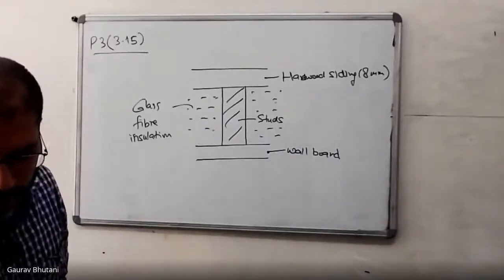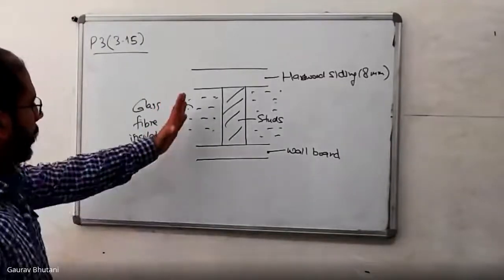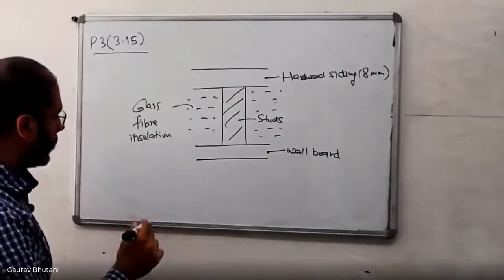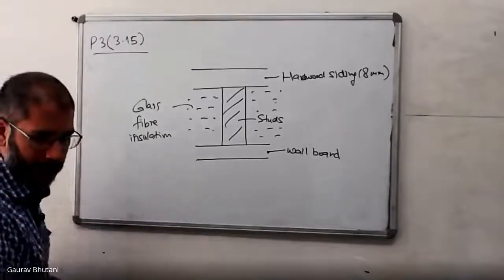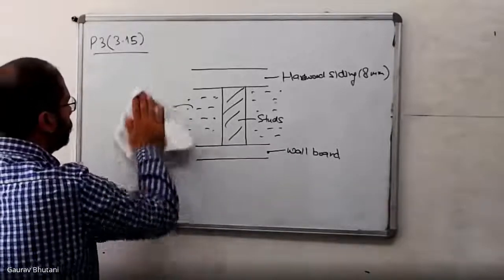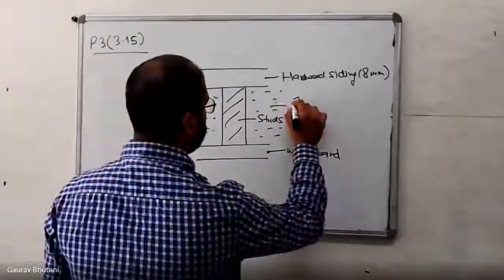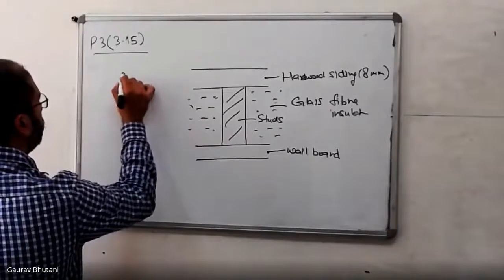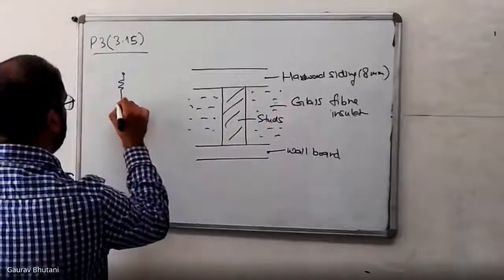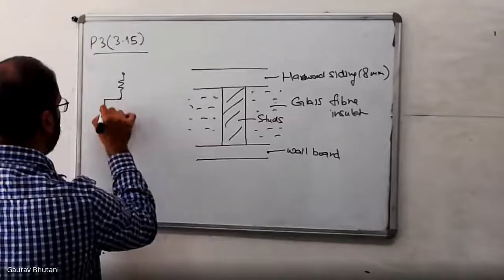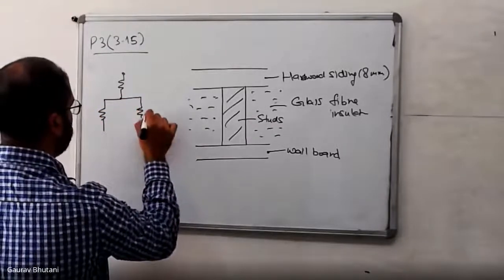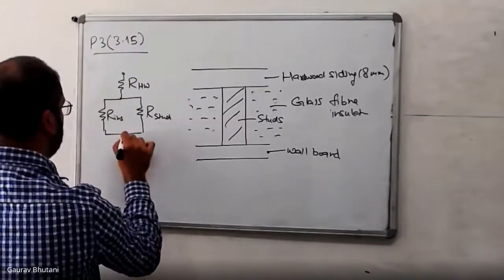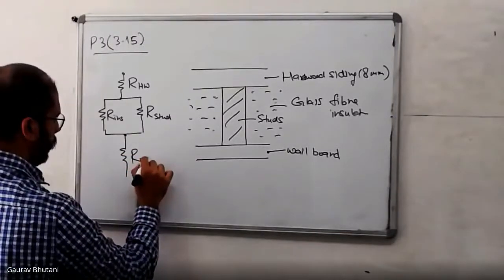Again, a very straightforward problem if you understand what's happening here. So let's take one of these and calculate the thermal resistance of that, and then we'll put them in parallel. Let me create some space on the left. So first you have the resistance because of the hardwood siding. Then you have two resistances in parallel. One's because of the insulating material, and the other's because of the studs. So I'll call it R stud, and this is R insulation, and this is R hardwood. And then you have another resistance which is the R wall board.